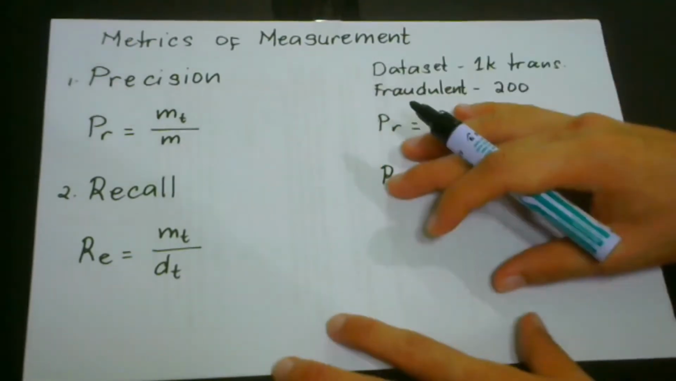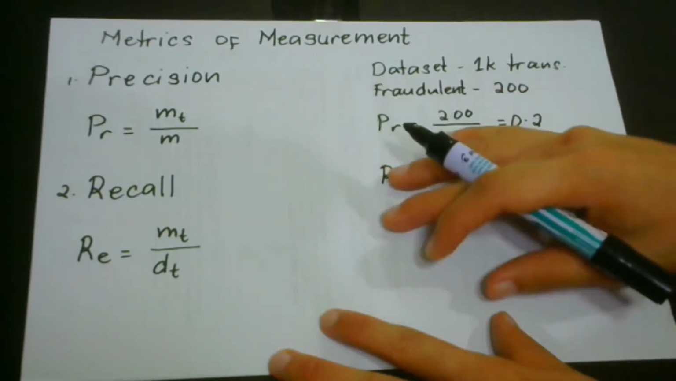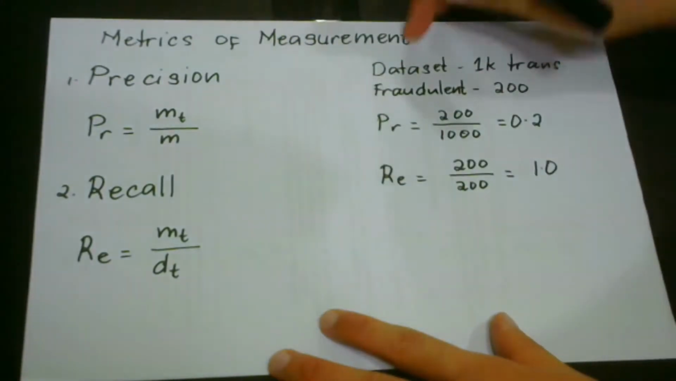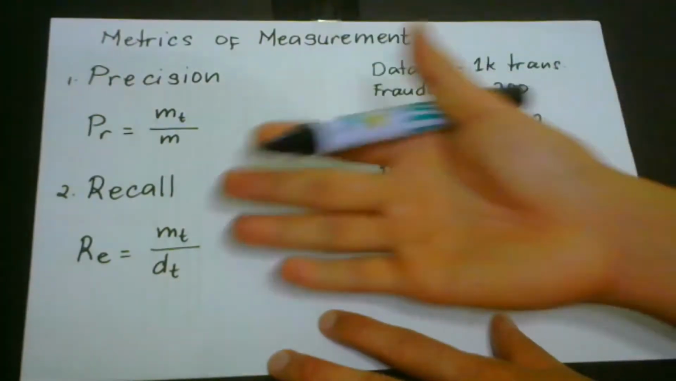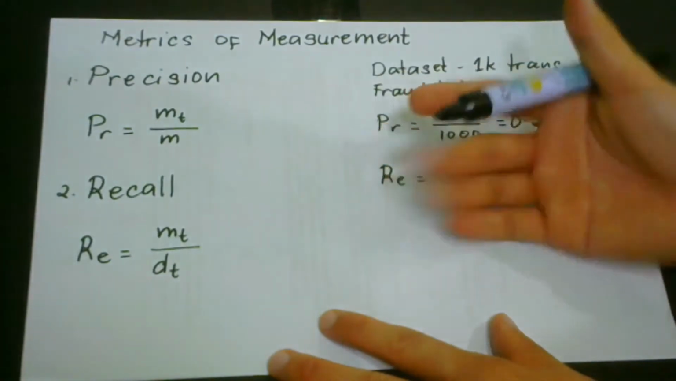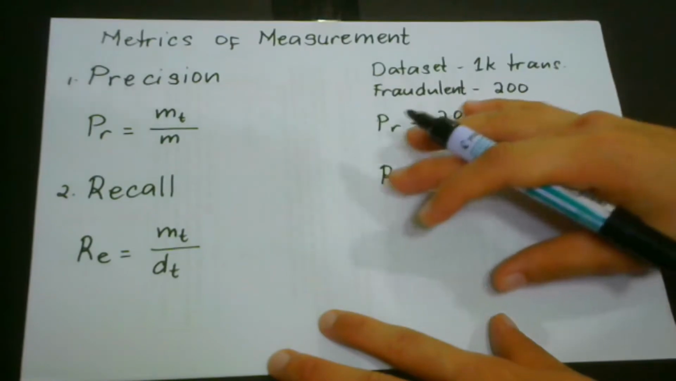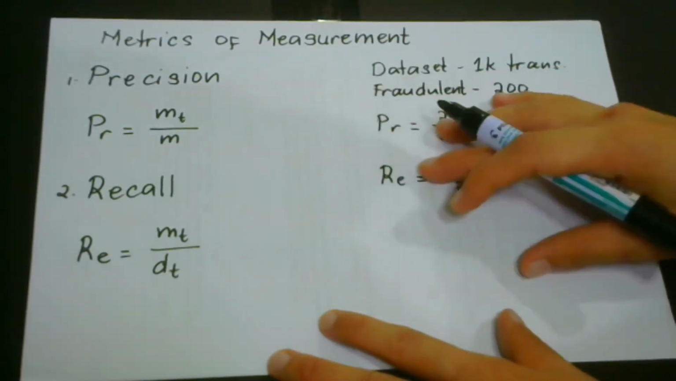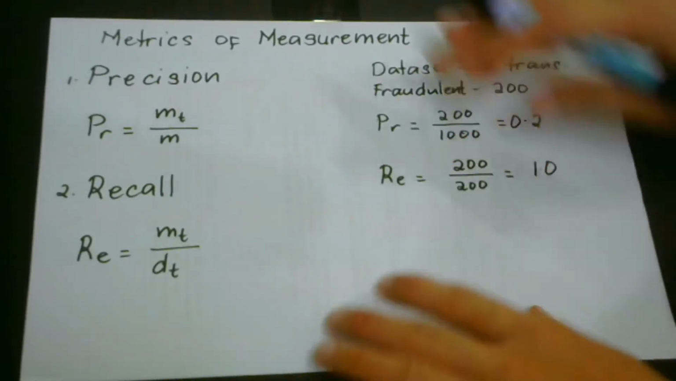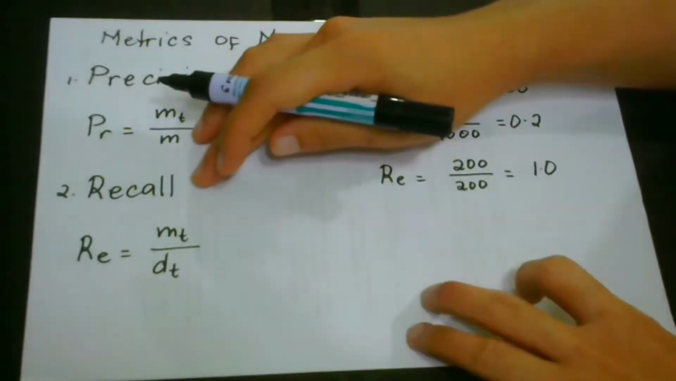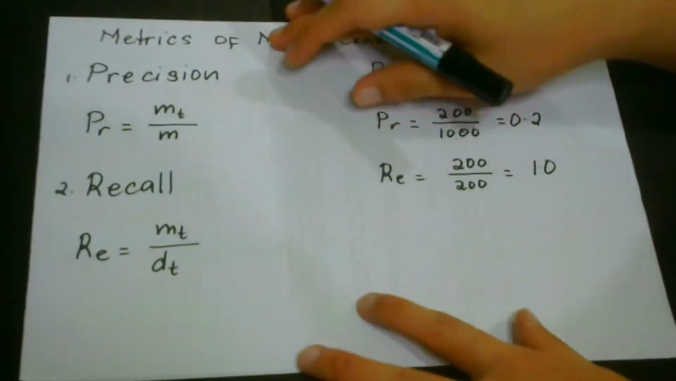So this lesson is actually very important because this will give us the proper understanding of the metrics of measurement that we use for our anomaly detection algorithm. We have a lot of metrics to use for measuring the performance of our anomaly detection algorithm, but so far, these are the most famous ones. So we have precision, we have recall, and also we have rank power. We're going to have them one by one.